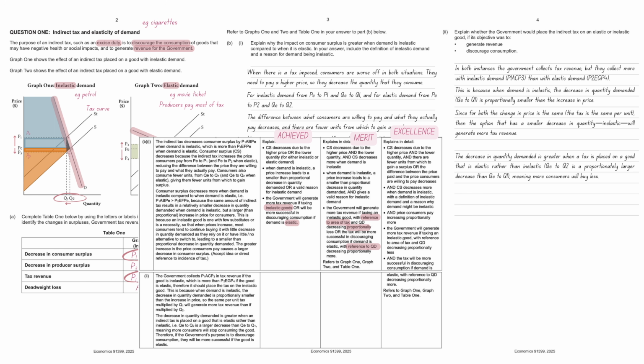Also, you'll see that for merit, you have to refer to the graphs. Refers to graph 1, graph 2, and table 1. So you have to refer to all three. Basically, you just say some of the numbers that are on the graphs and in the table.